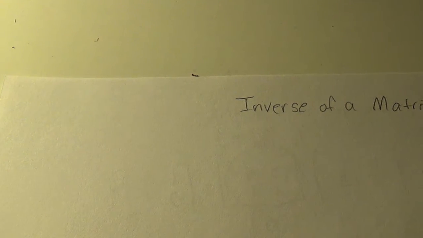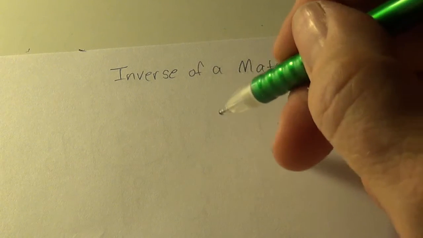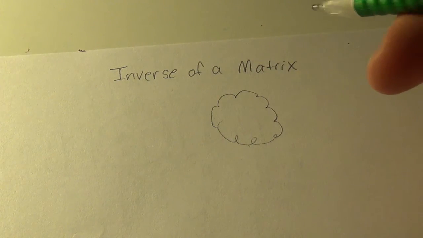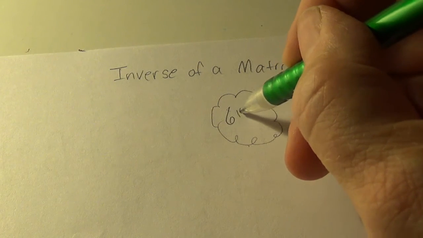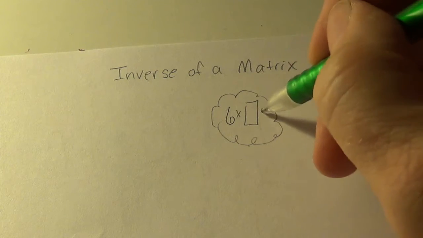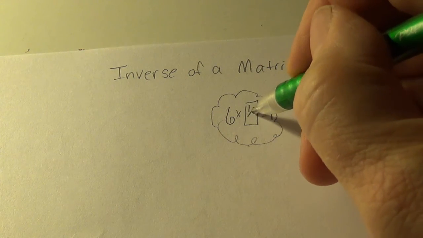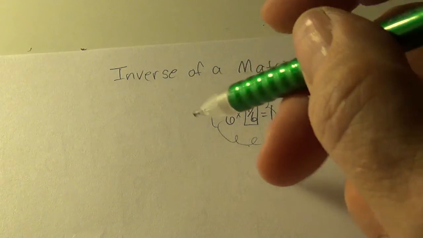What pops up into your thought cloud is, well, I know what an inverse is, so we'll grab Adam's thought cloud. Well, if you had a 6 and you multiplied it by its inverse, you get a 1. So what number would that be? The multiplicative inverse of 6 is 1/6. So we're trying to do something like that with matrices.